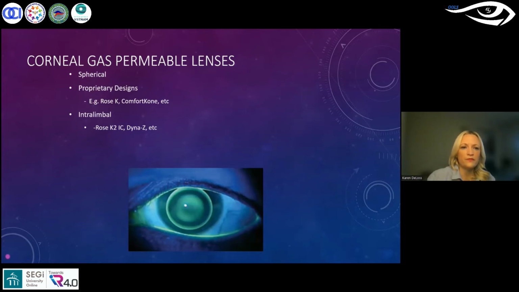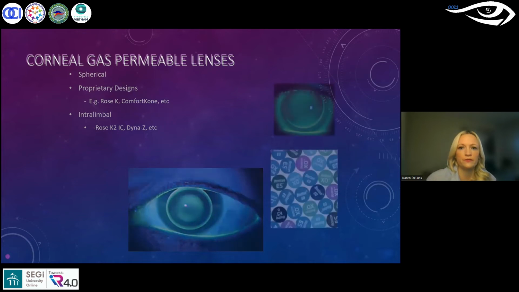Interlimbal, I'll talk more about those later. Interlimbal I use more for post-surgical, post-PK eyes, and sometimes for pellucid marginal degeneration.